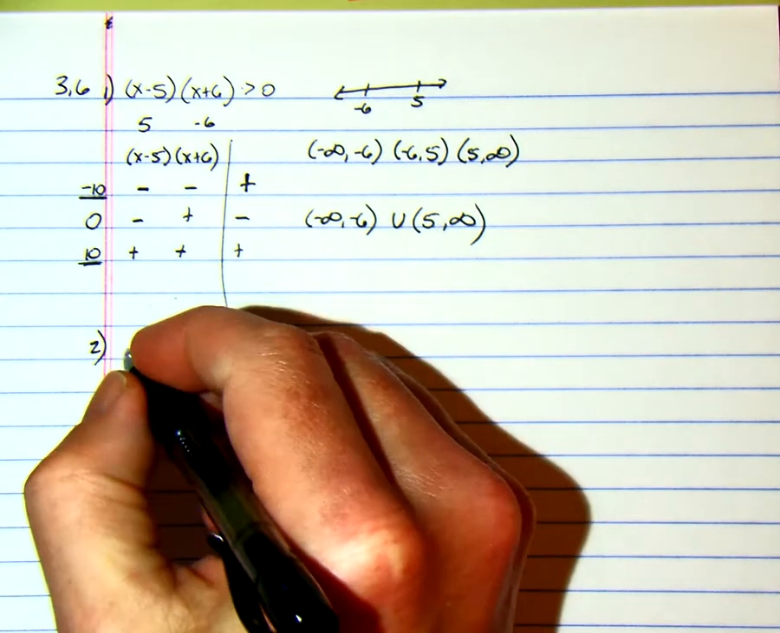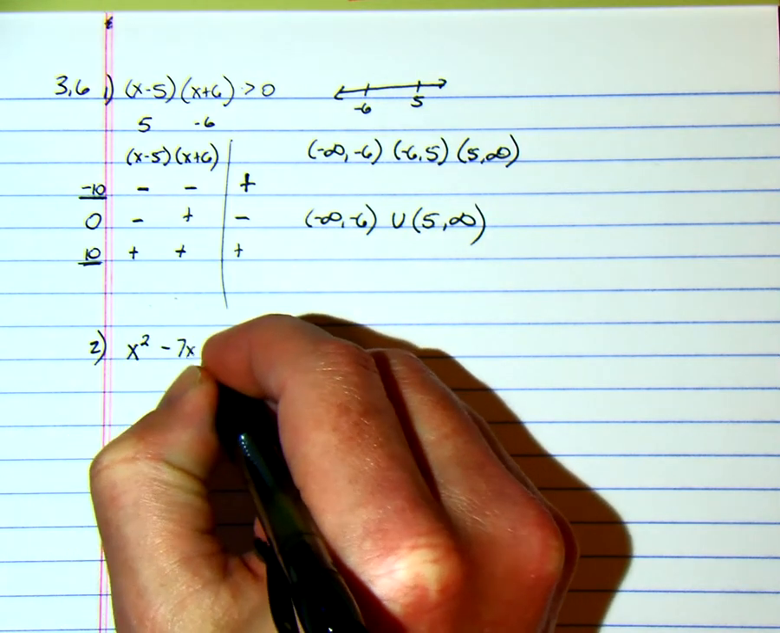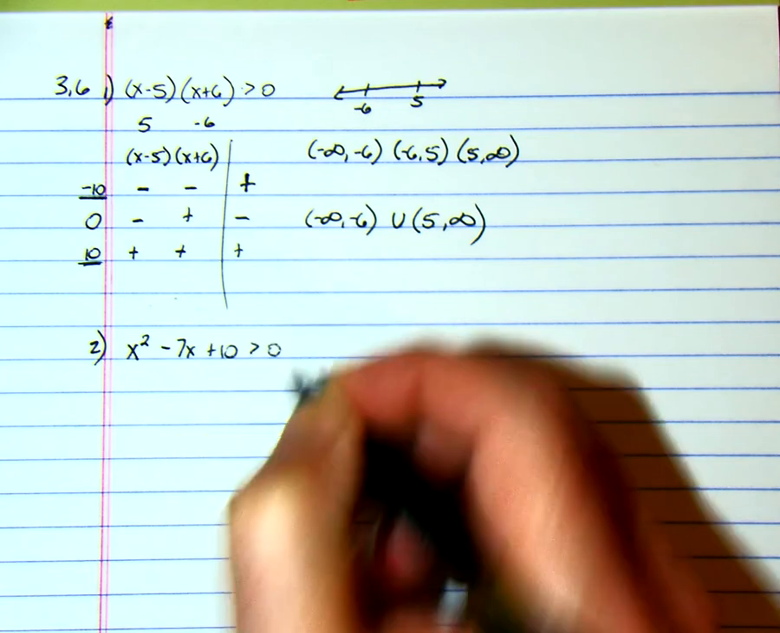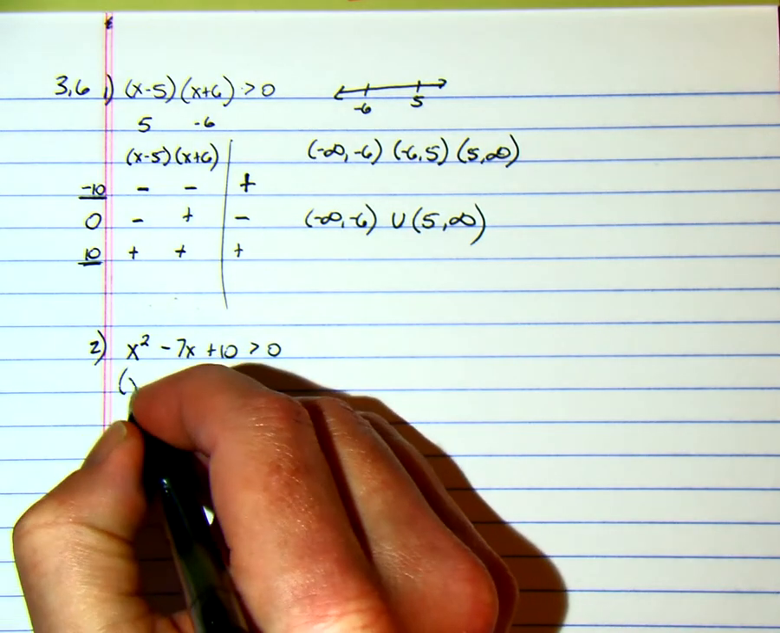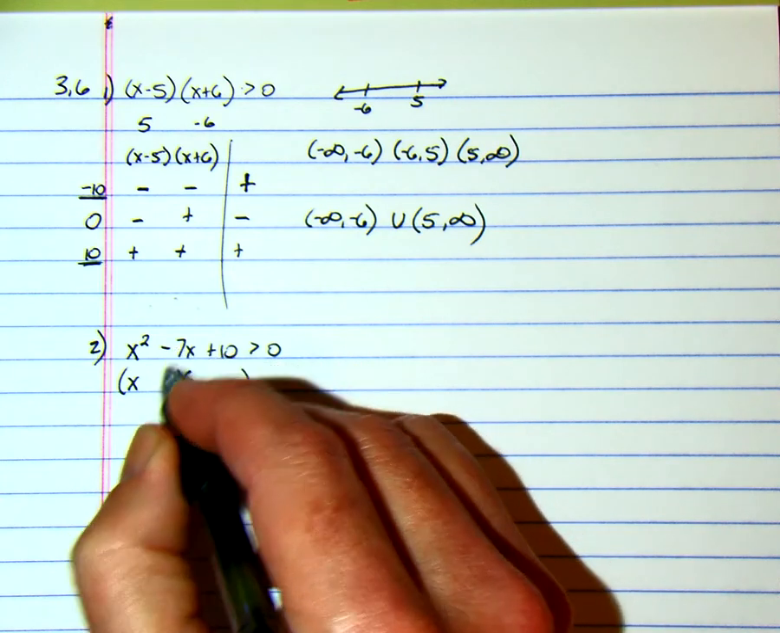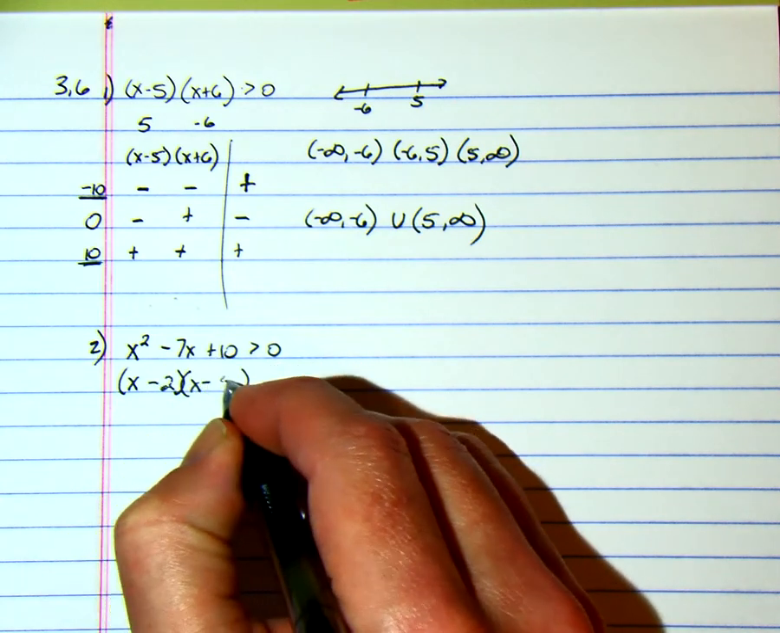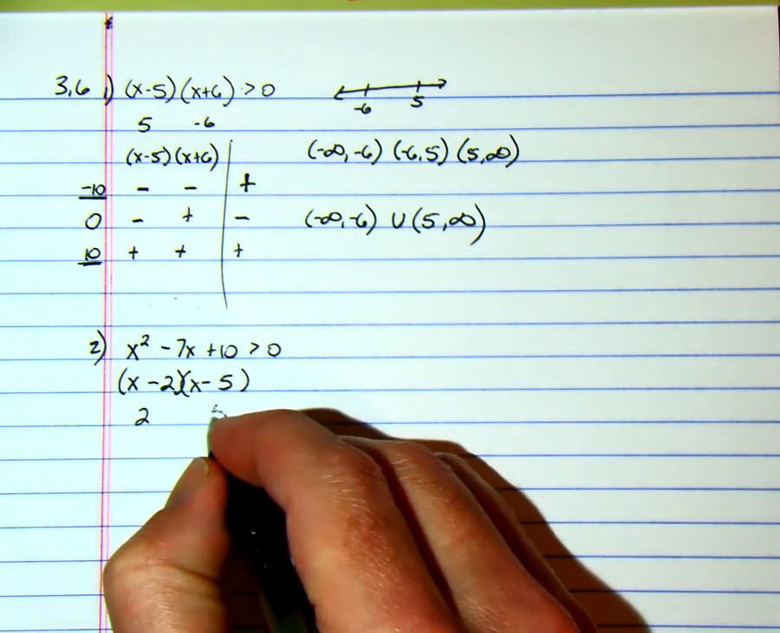Number 2 is more typical looking. X squared minus 7x plus 10. This is also going to be greater than 0. Okay, so we're going to factor this. Factors of 10 that add to give me 7 are going to be a -2 and a -5. So we get critical values of 2 and 5.